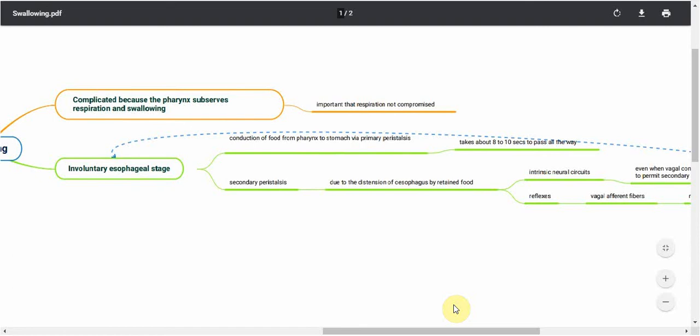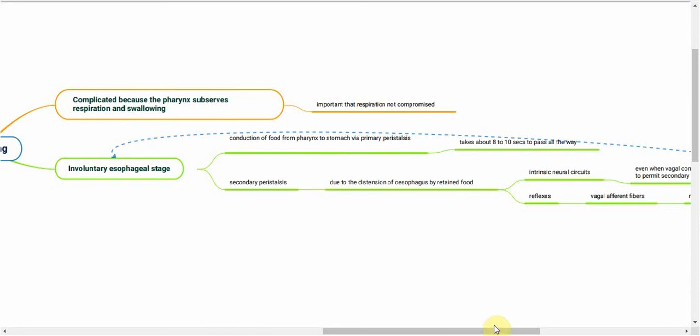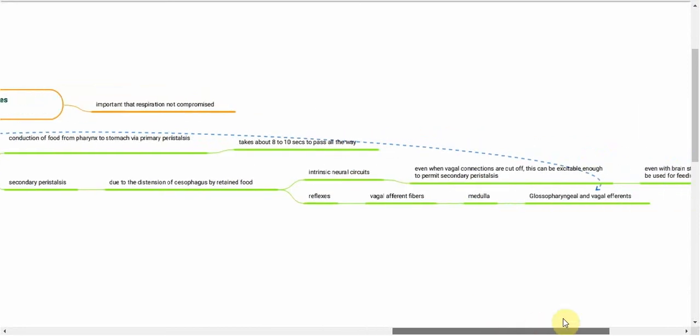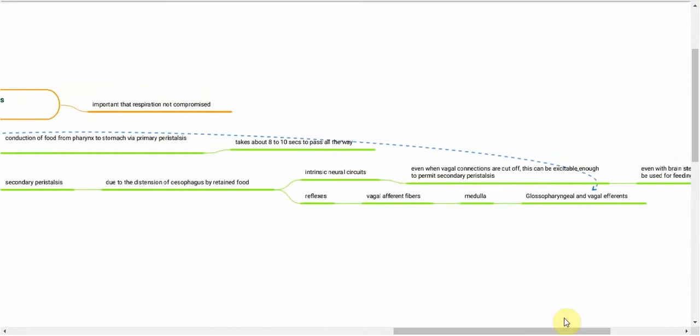Vagal afferents, what they do is basically the impulses are sent to the medulla, and in the medulla we probably have the center of this reflex. And efferents are sent not only in the vagus but also in the glossopharyngeal. So it's not just a vasovagal reflex, because the ninth cranial nerve is also bringing the signals.